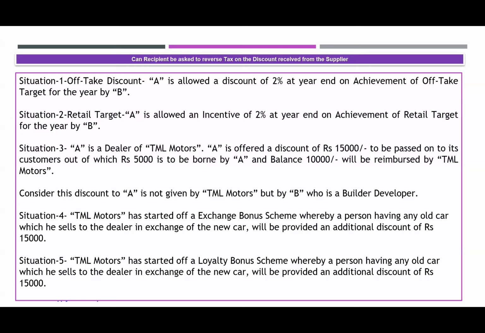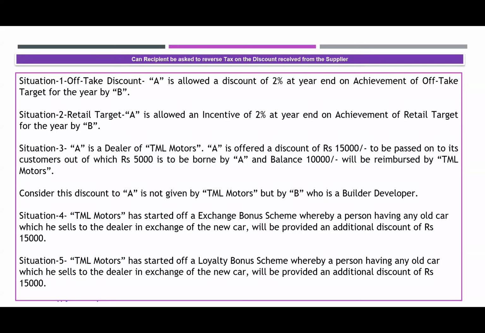Okay, but between the distributor and the end customer, this exchange would be added as a consideration for the transaction? Yes, definitely. But see, if the condition is that if the customer gives you an old car, he would be allowed a discount of say 15,000 rupees. 15,000. Correct. He would be allowed 15,000 rupees.